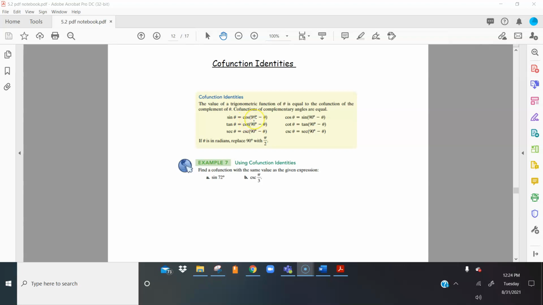You take what you're given, subtract it from 90 degrees. Cosine's the other way around. You start with sine and subtract it from 90 degrees. If you are dealing with radians, instead of using 90 degrees, you just use its equivalent, pi over 2. Pause your recording, write down your cofunction identities, and then we'll be working through example 7 together.